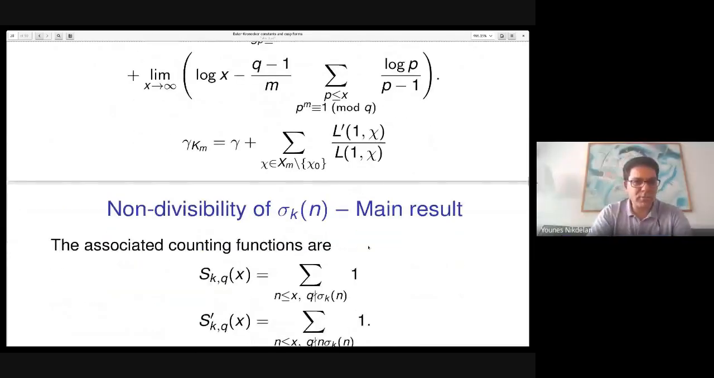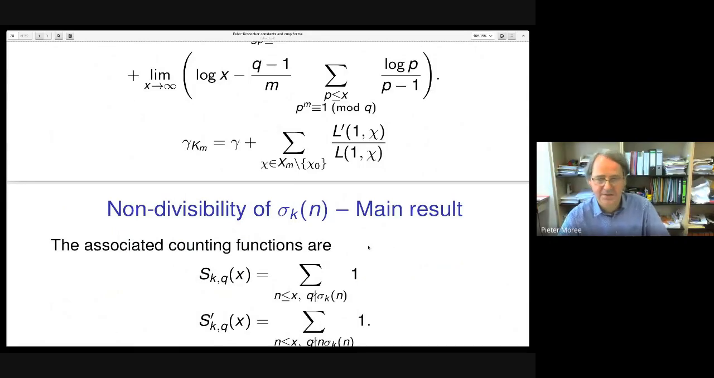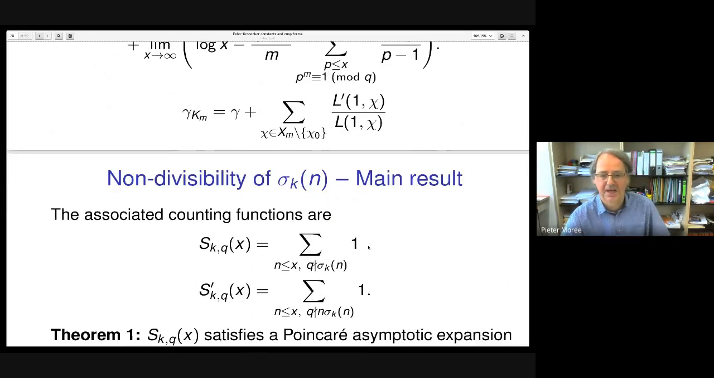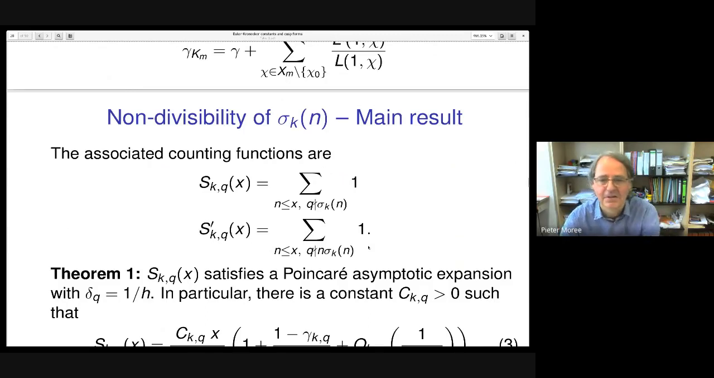Okay. You mentioned that you have 5 minutes. Okay, that fits. Then I can formulate a result for the sigma k. Okay, so now I can formulate the main result.